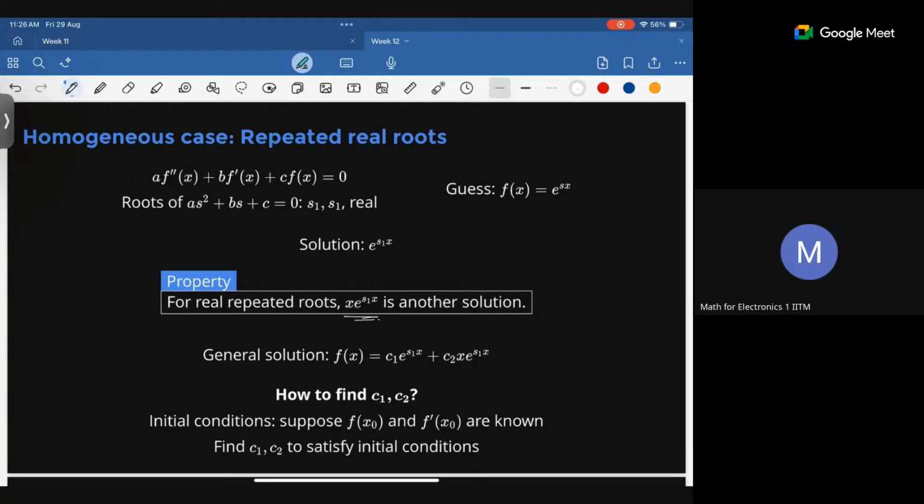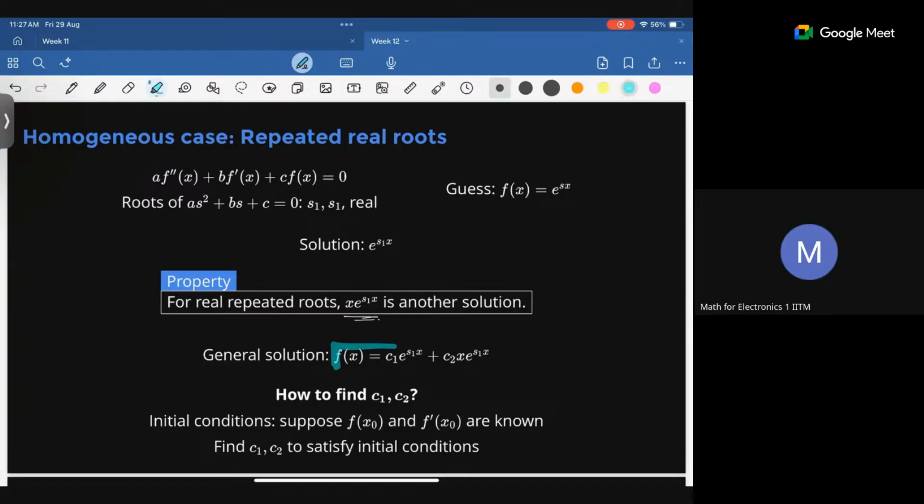If it is a repeated real root, then x times e power s1x will also be a solution, right? So if s1 is the only root of our characteristic equation, then x times e power s1x will also be a solution. Therefore, the linear combination of these two will be the general solution.